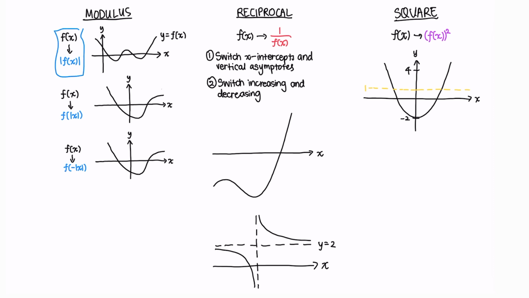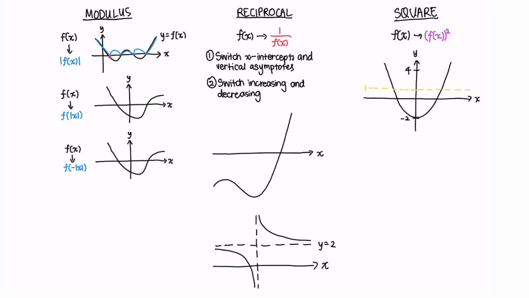First off, we have f(x) becomes mod of f(x). If you want to transform f(x) into mod of f(x), this means that your f(x) values will all be positive because you are taking the modulus of f(x). How is this reflected in the graph? Reflected, because we're actually going to reflect all the parts below the x-axis to be positive, above the x-axis. Again, we're reflecting all the points that are below the x-axis to above the x-axis.